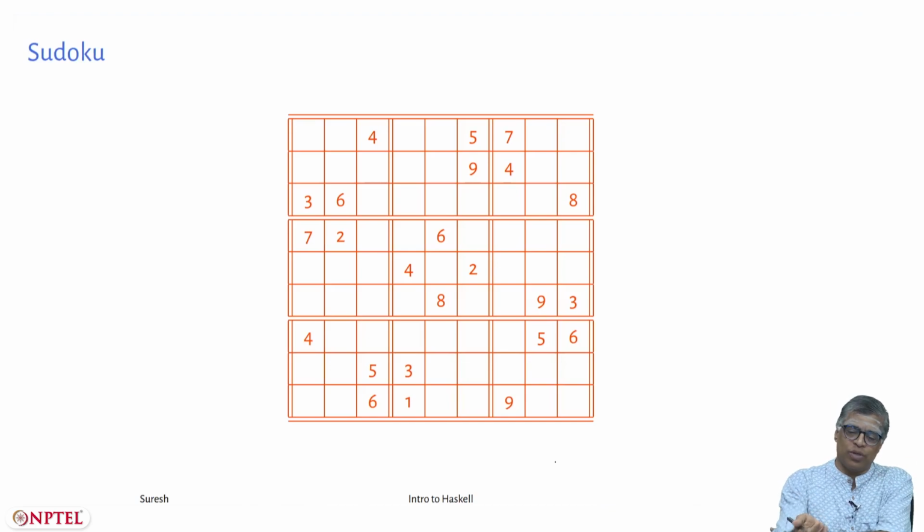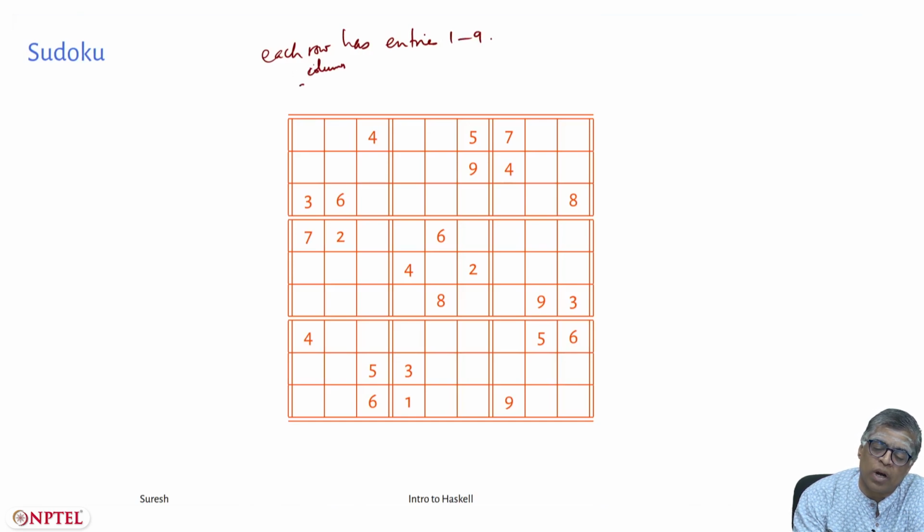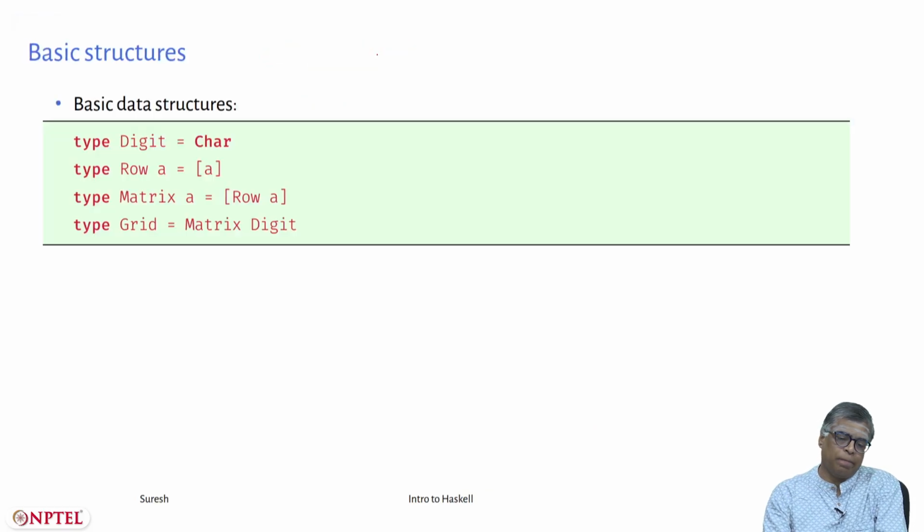What is Sudoku? Sudoku is a puzzle where I have a 9 by 9 grid, and every row should have distinct entries, every column should have distinct entries, and all these 3 by 3 boxes I have marked should too. Each row has entries from 1 to 9, each column also has, and each 3 by 3 box. All of these should have. So here is a Sudoku puzzle, and here is its solution.